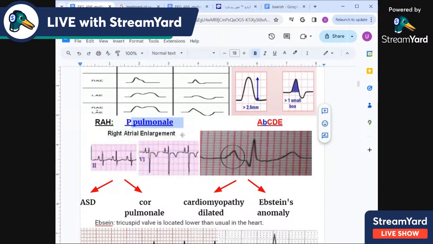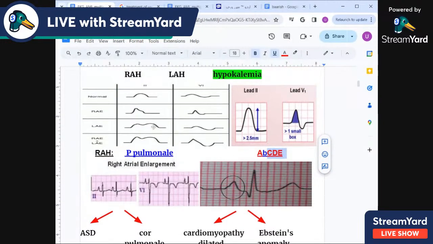And the mnemonic for the causes that cause right atrial hypertrophy is A, B, C, D, E. B is in blue and not in the mnemonic. So A for congenital heart diseases, ASD, acyanotic congenital heart disease. C for cor pulmonale, D for dilated cardiomyopathy, and E for Ebstein anomaly. So these are the causes of right atrial hypertrophy.